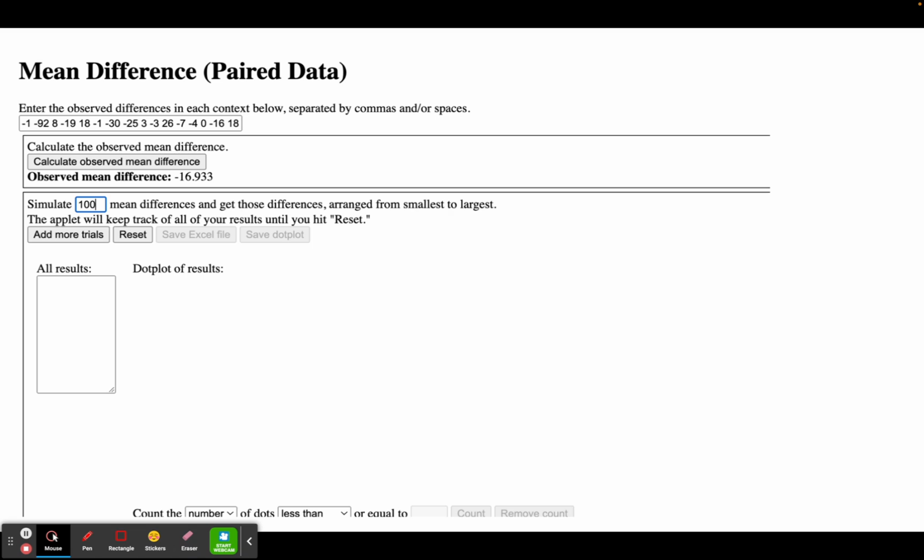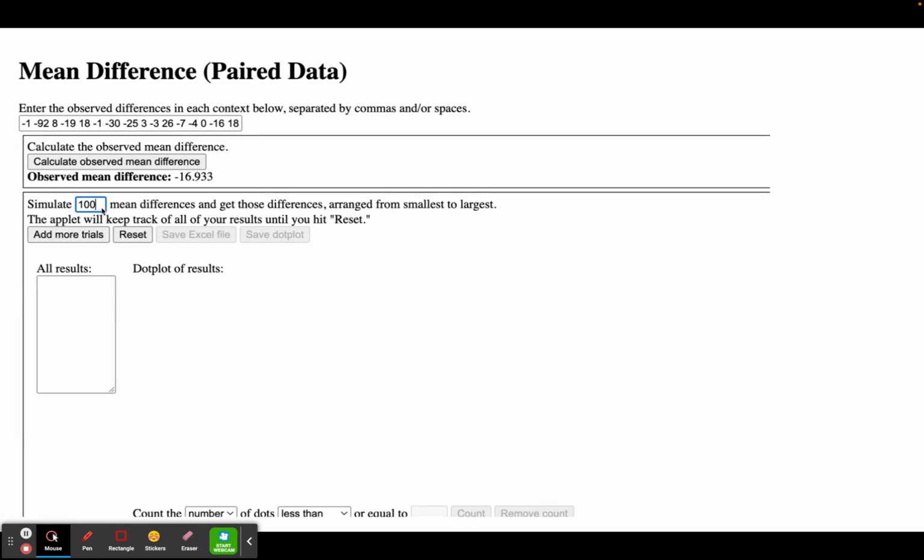So what I did is I went back and I typed in the difference for each team. So I have -1 for the Diamondbacks, -92 for the Braves, and so on. So you actually have to calculate those differences before you can put them in the applet. Now, if you click on this button that says calculate observed mean differences, it will calculate the mean difference for you. So we got -16.933, which is the same thing that we got when we did it by hand. It just went out to more decimal places.